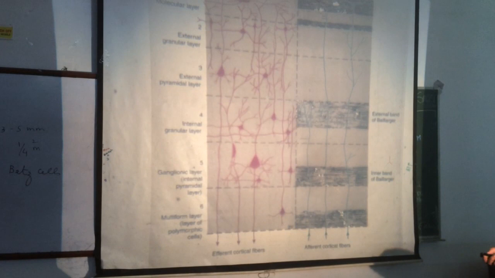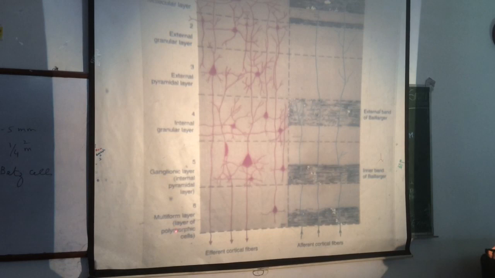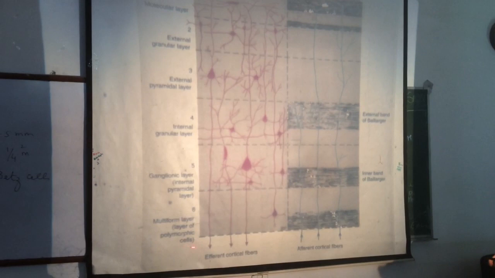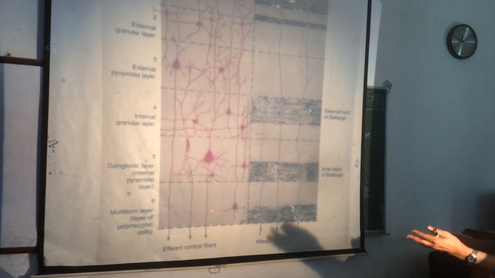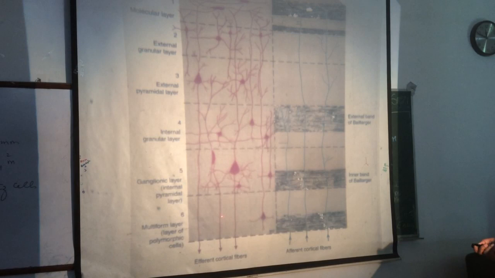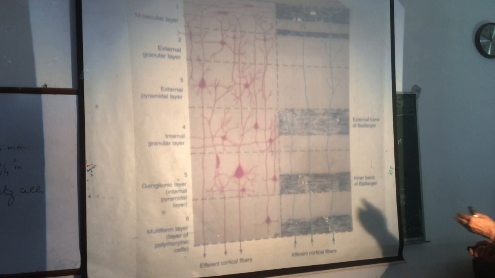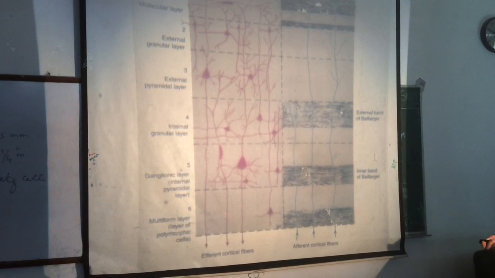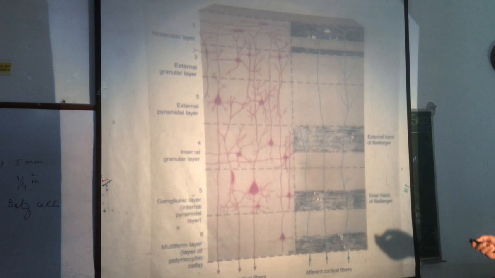Then comes the sixth layer, the multiform layer or layer of polymorphic cells. It contains cells of different shapes and morphologies. Some are modified pyramidal cells, some are modified stellate cells, and other cells are there too. So these are the six layers present in the cerebral cortex.